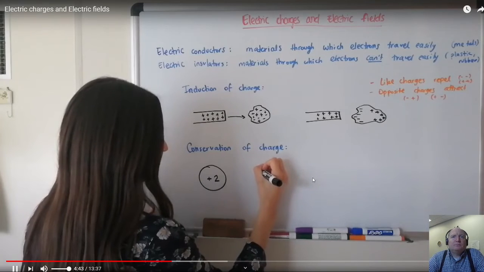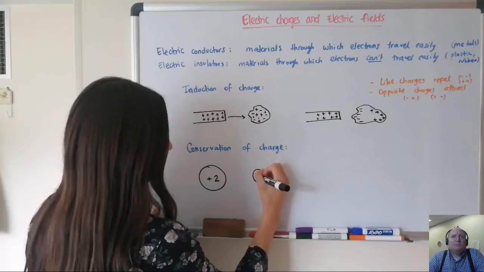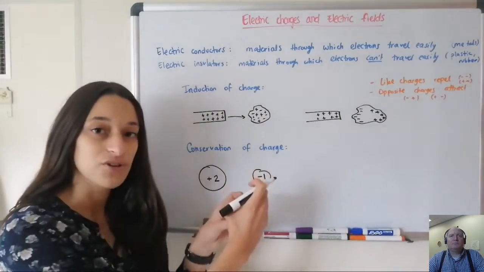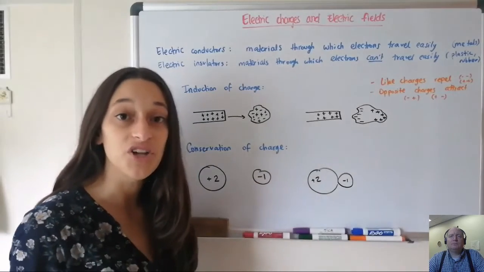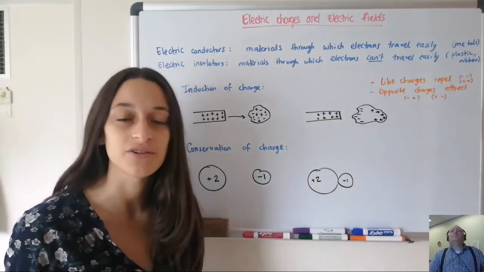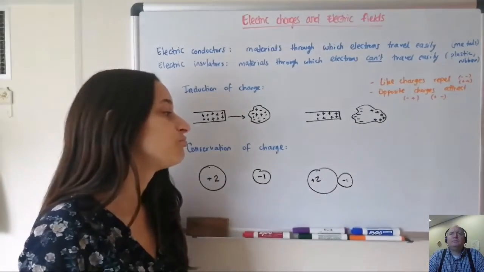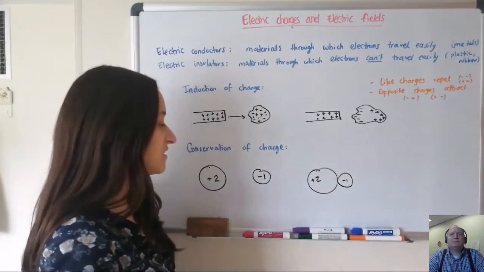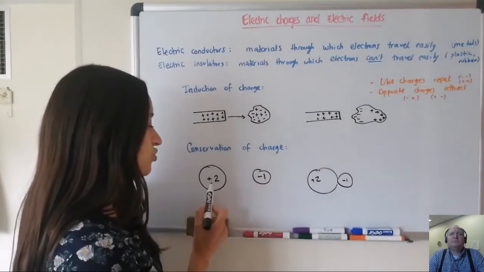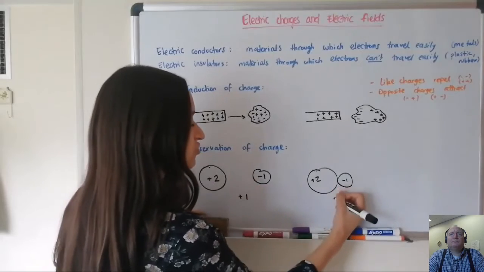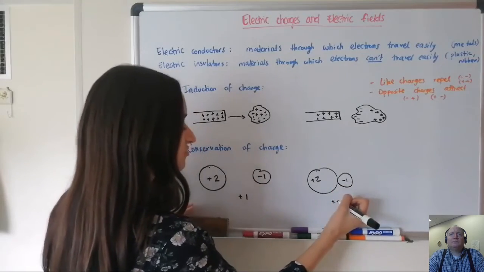Let's say the other one has a charge of -1, and you put them together. Because they are both conductors, the charges can actually jump from one ball to the other. So they will move and rearrange between the two objects. What happens is that here there was a total charge of 2 - 1, +1. So here there's also going to be a charge of +1.